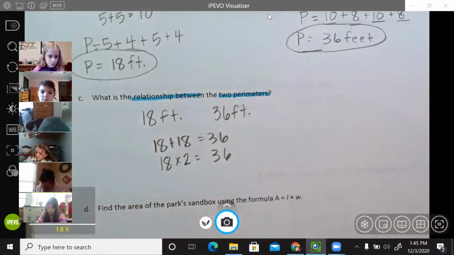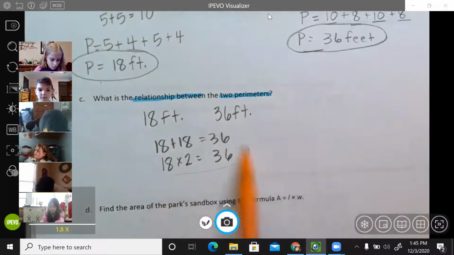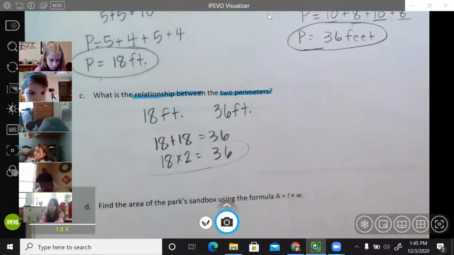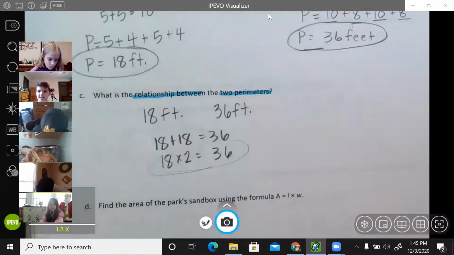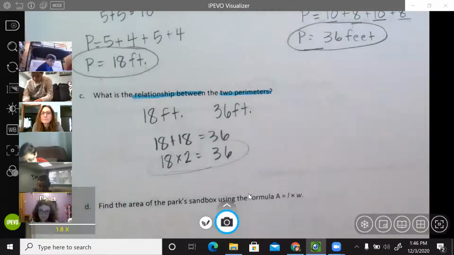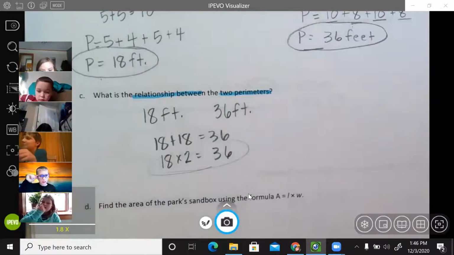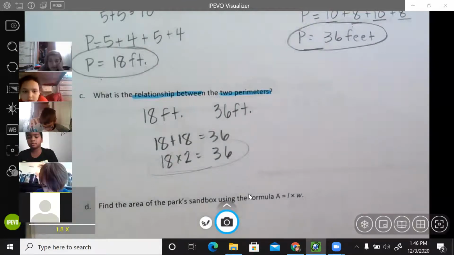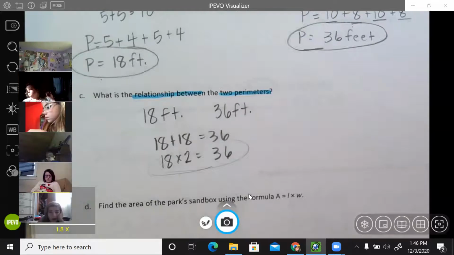Colin, can you think of a sentence that tells us the relationship that Chase just found for us? You're muted, dear. Sorry, I was muted. 36 is 2 times as much as 18.